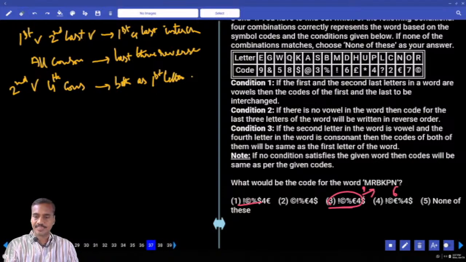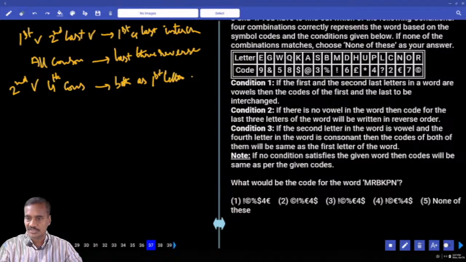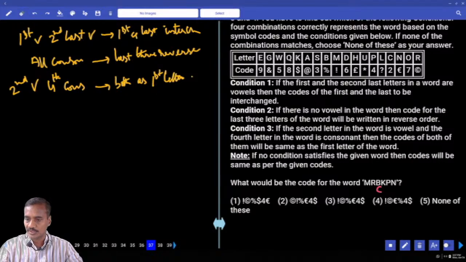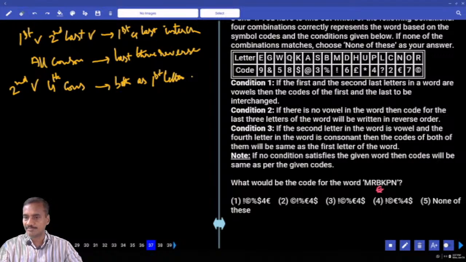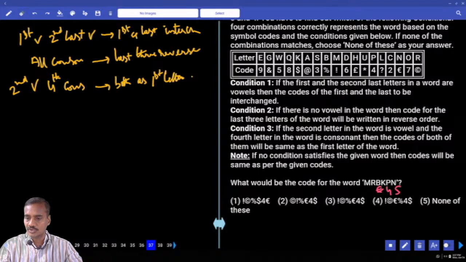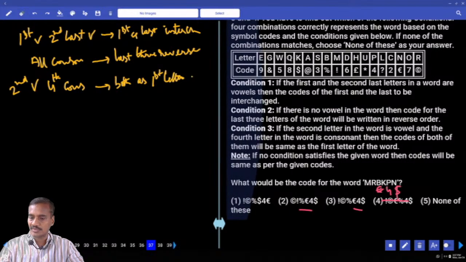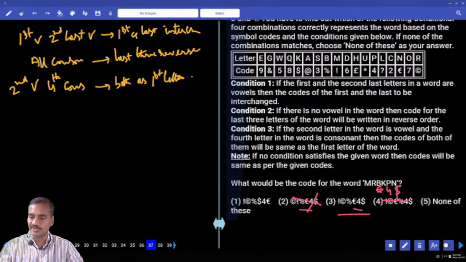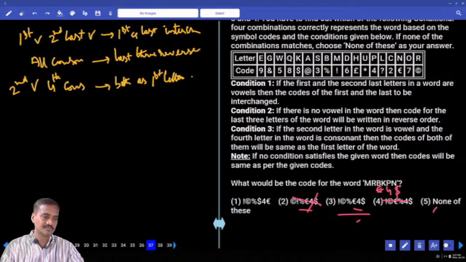Then 37. In question number 37, MRBP, BKPN, all the letters are consonants. The last 3 codes must be reversed. What is the code for N? Euro. Euro must be at this place. Next one, P. The code for P is 4. And next, K. What is the code for K? $. So Euro, $, 4. Then the first element is M. The code for M is exclamation. Now compare each element. If it matches, it is okay; otherwise none of these.